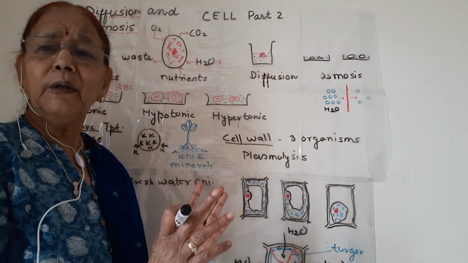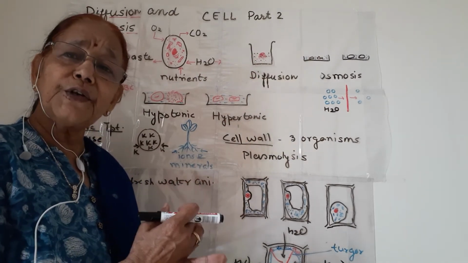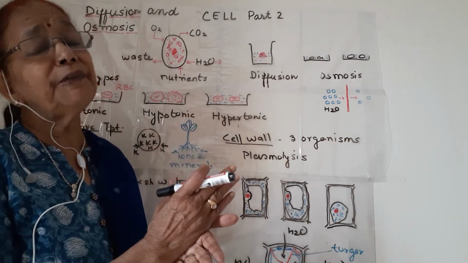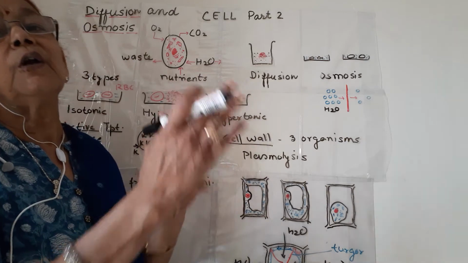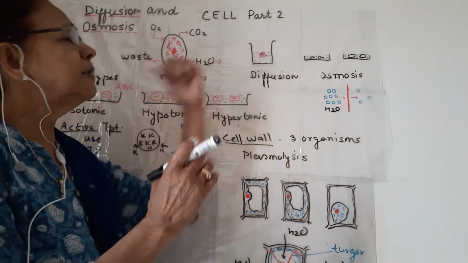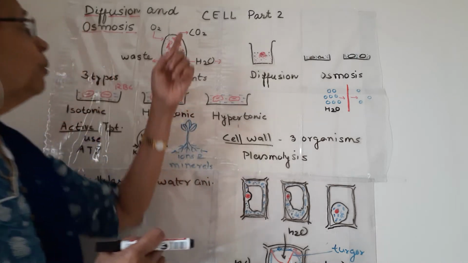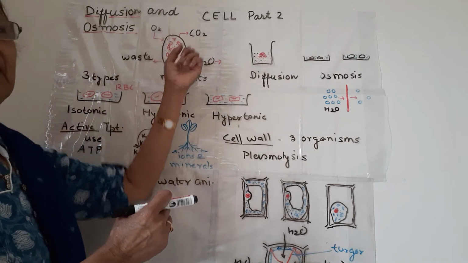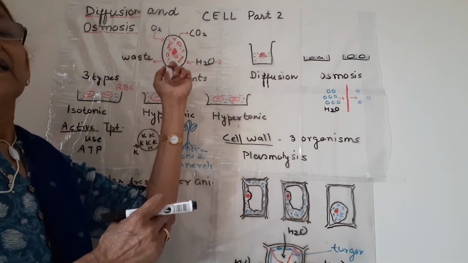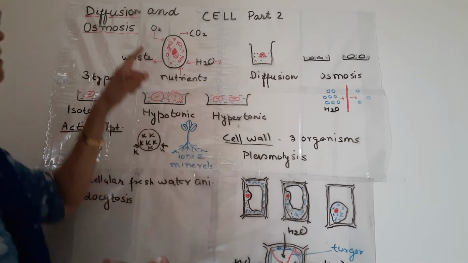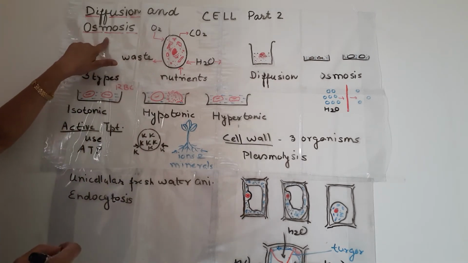So now diffusion is clear. The definition is movement of molecules from the region of their higher concentration towards the region of their lower concentration. This is diffusion. So in the cell, the gases carbon dioxide and oxygen come in and out through diffusion. Now there is a second term, osmosis.